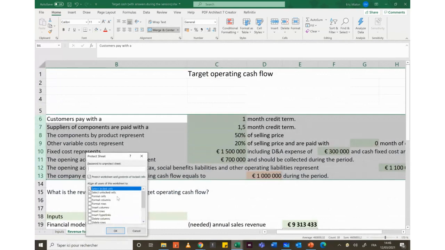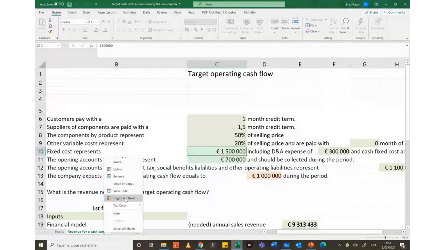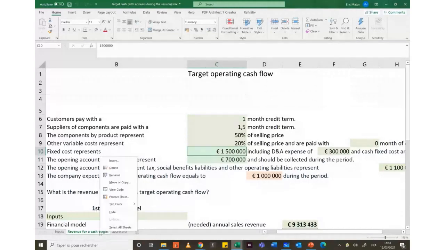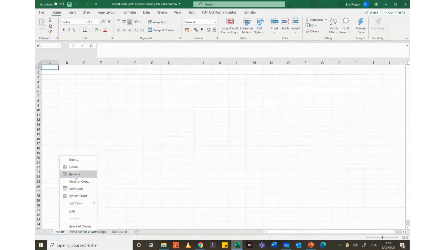So I can protect everything. What I have to select, selected, format cells. I don't know exactly, but you can protect this in order to avoid changing it. Protect, I can use it, you have to check, but normally you protect in order to avoid changing it. Okay. And the first, you can name it inputs or assumptions.